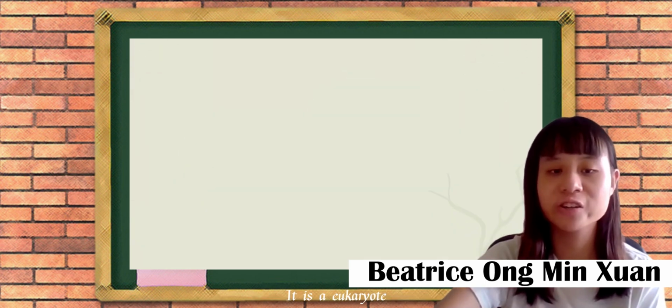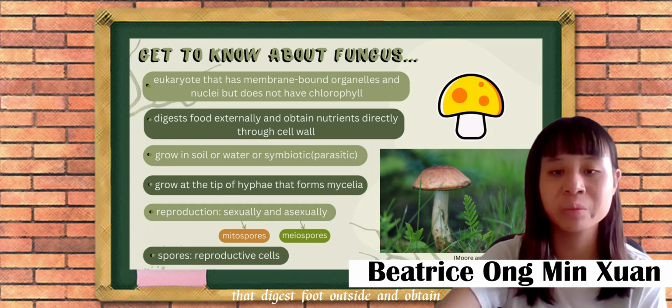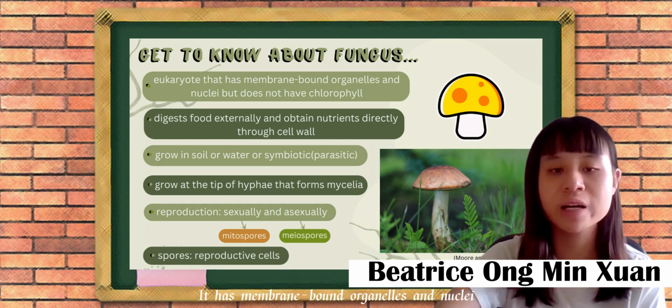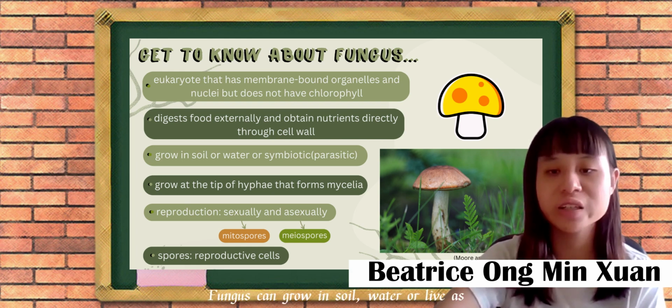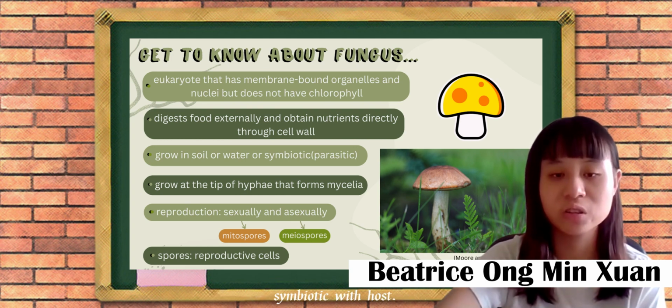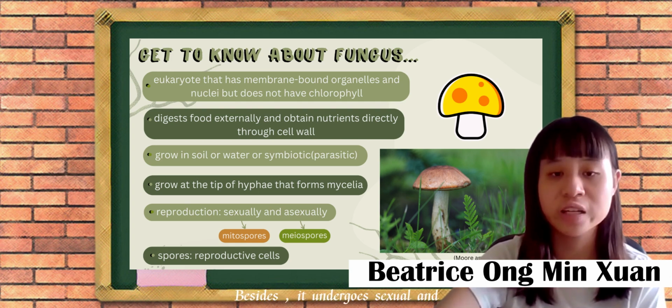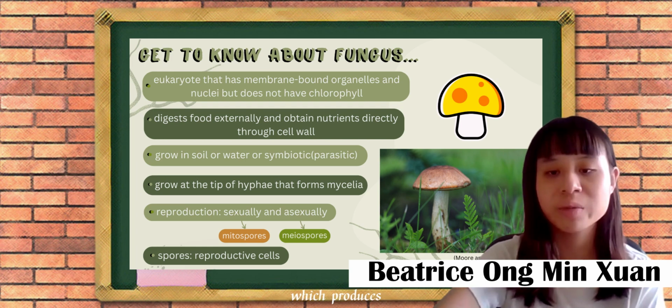It is a eukaryote that digests food outside and obtains nutrients directly through its cell walls. It has membrane-bound organelles and nuclei but lacks chlorophyll. Fungus can grow in soil, water, or live as symbiotic with hosts. It grows at the tip of hyphae which forms mycelia. Besides, it undergoes sexual and asexual reproduction, which produces meiospores and mitospores respectively.